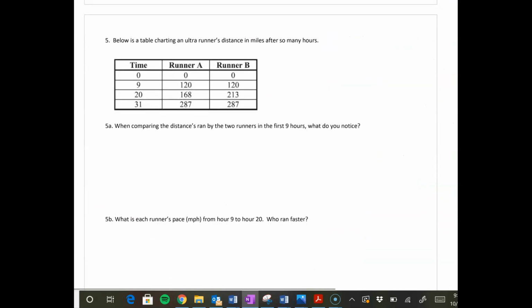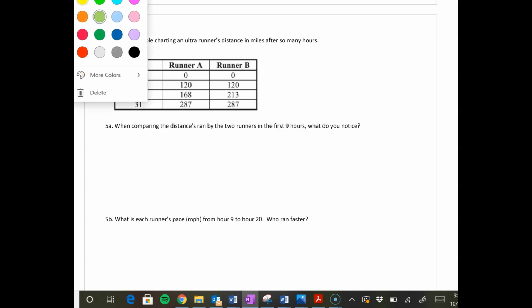So below is a time chart charting an ultra runner's distance in miles after so many hours. Ultra runners are crazy people. They like to run really far, 50 miles, 100 miles. So anyway, if you see time 0, no one has started, they have no miles accumulated.